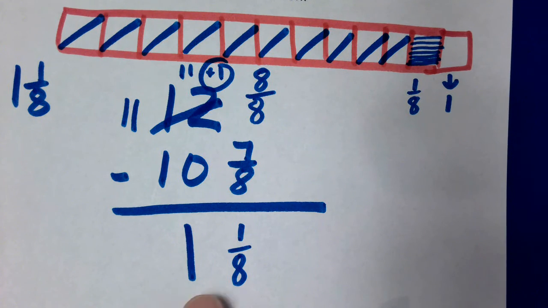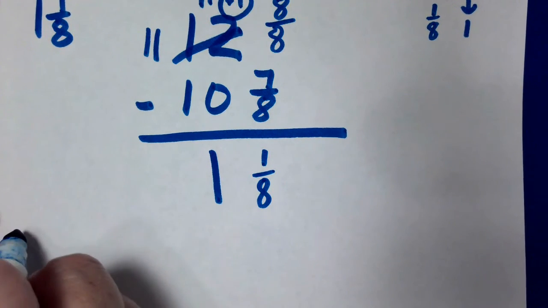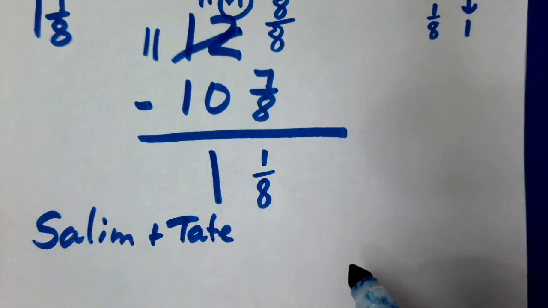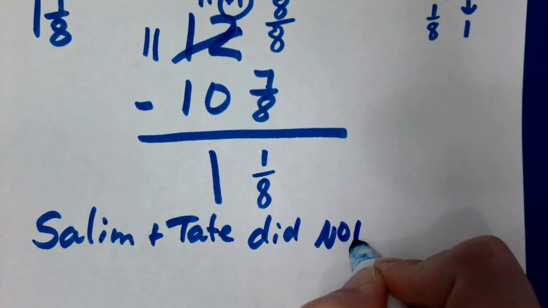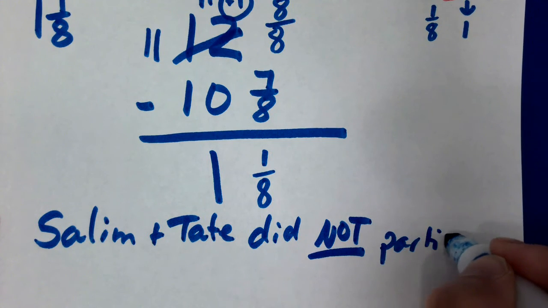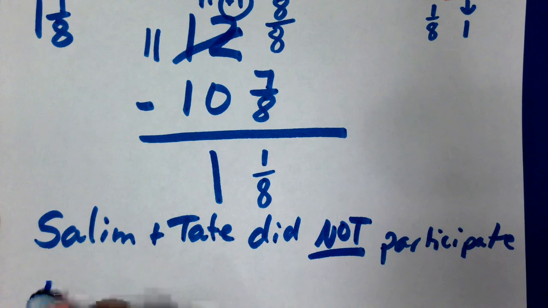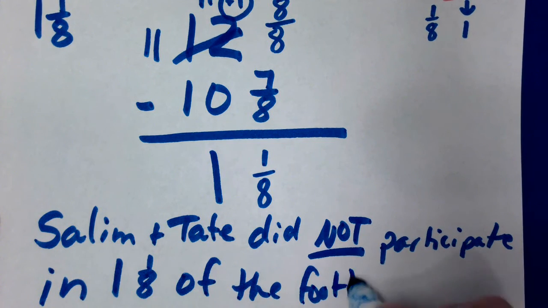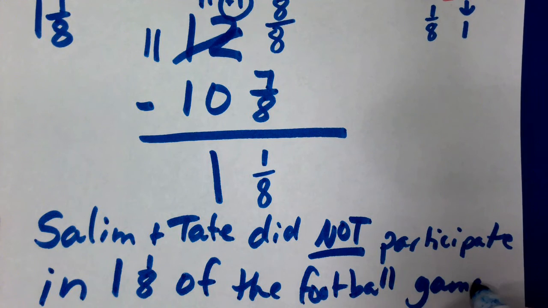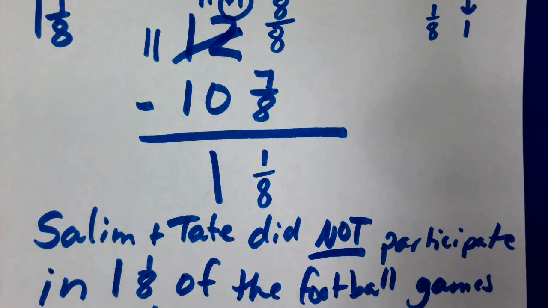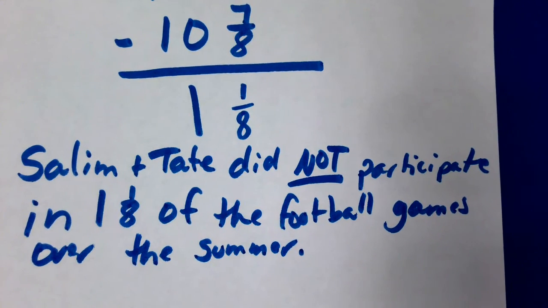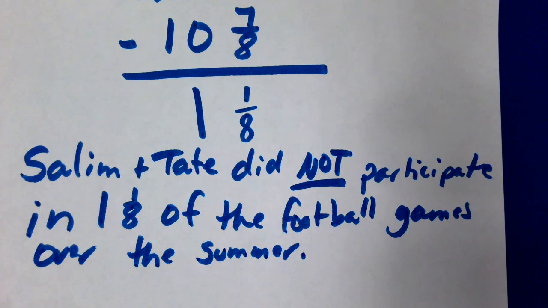So now it's time for me to include my statement of the solution, okay? I can say Salim and Tate did not participate, that means play, in 1 and 7/8 of the football games over the summer. Okay, so I took the total number of games, which was 12, and I subtracted the games that they did play in to find the amount of games that they did not play in.